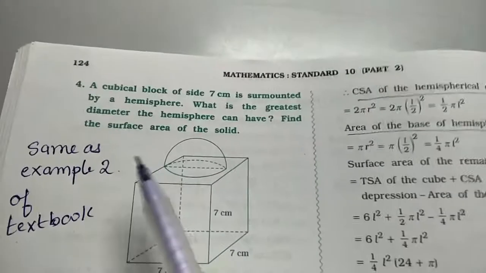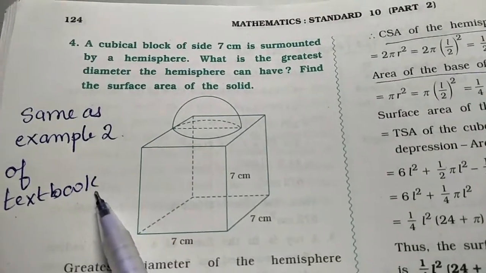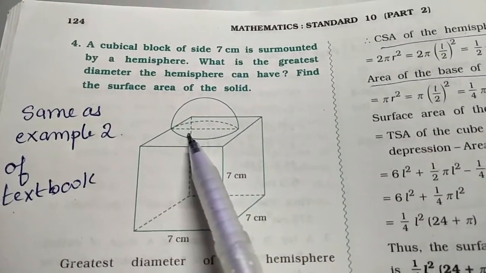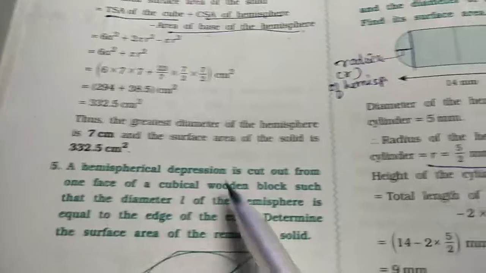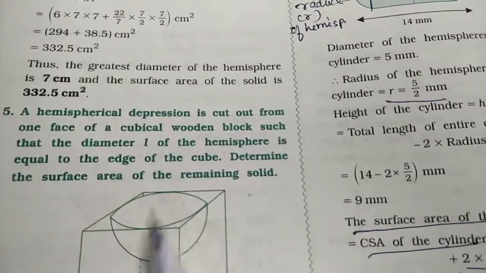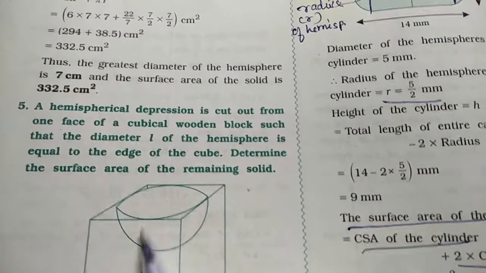That is sum number 4. Sum number 4 also is exactly like example 2 of your textbook, where you have a cube and on that you have a hemisphere. Now we go to the next sum. Again you have a cube and a hemisphere, but now this hemisphere is inside the cube, and you have to find out the total surface area.